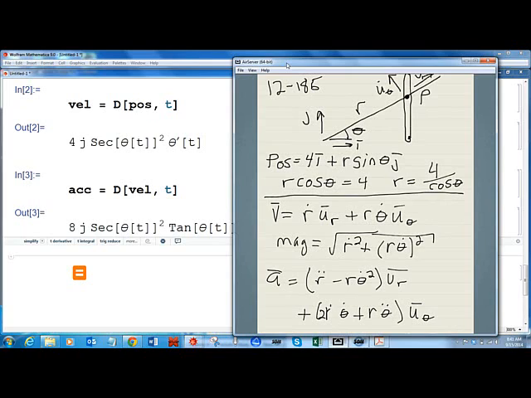Anything else? Any questions? Okay, and so the time is, do you want me to do another problem or do you want to leave? Do another problem? Okay, how about 131? 131.